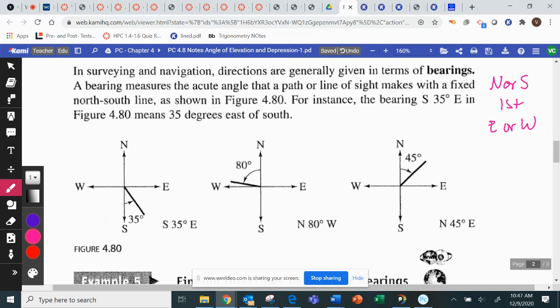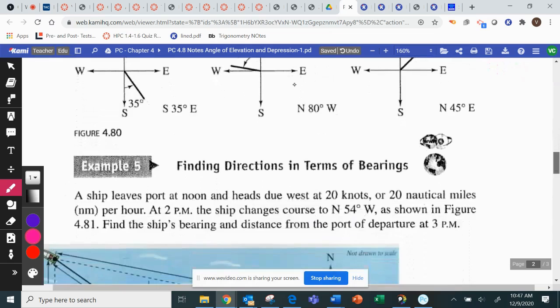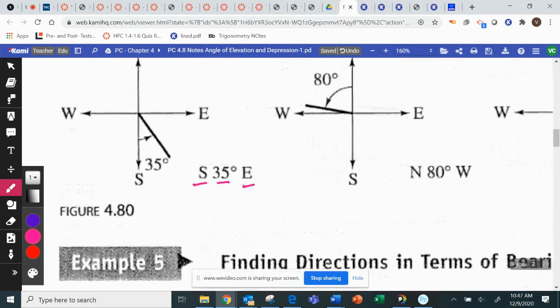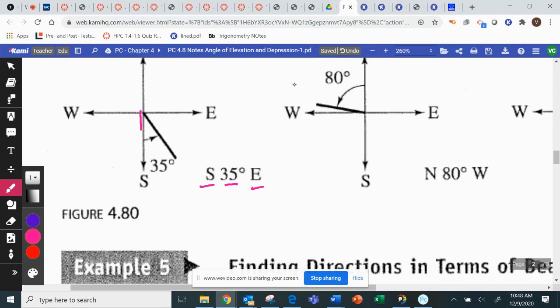So you can see 3 examples of bearings here. The first one says south 35 degrees east. That means I'm going to go south, then I'm going to rotate 35 degrees towards the east. So we first go down, then we rotate to the east, 35 degrees. So in this picture, 35 degrees is this angle.